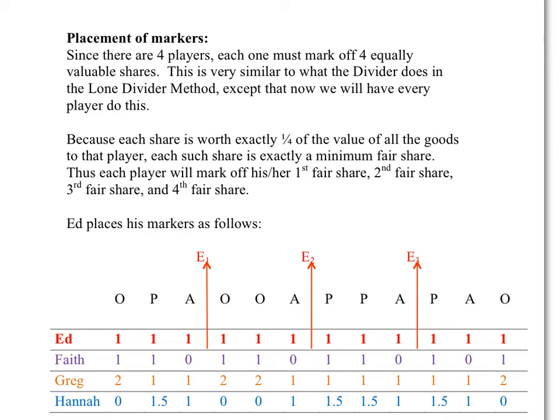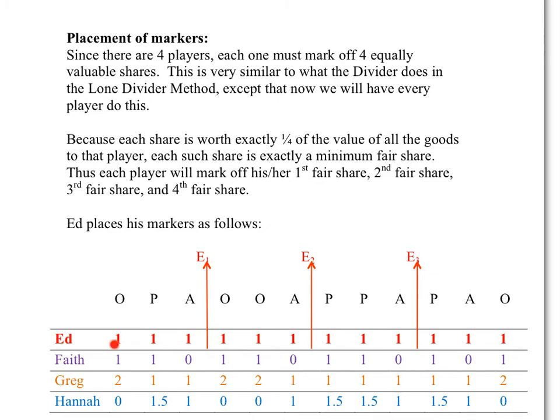To illustrate this, Ed places his markers in the following way. Ed sees 12 Ed points worth of value on the table in front of him, so his minimum fair share is 3 Ed points. What's he going to do? He's going to mark off 4 separate shares, each worth 3 Ed points.